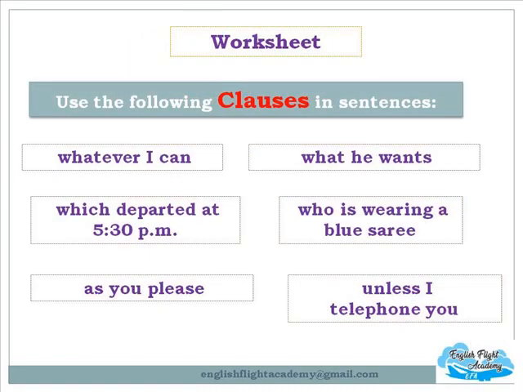You can solve this worksheet saying out loud and taking these clauses and using them in sentences. I hope you'll practice. Say it out loud while practicing.